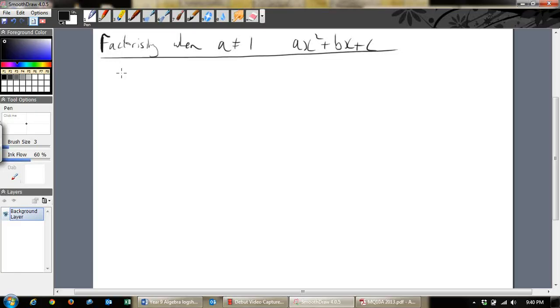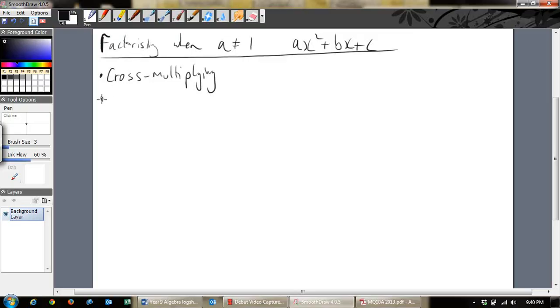Okay, and I'm going to be doing a method called cross multiplying, and there are other ways to do this, but I found this is the best way for students to do this quickly, the best they can. So cross multiplying. What I'm going to do is, maybe I'll just give a few tips first.